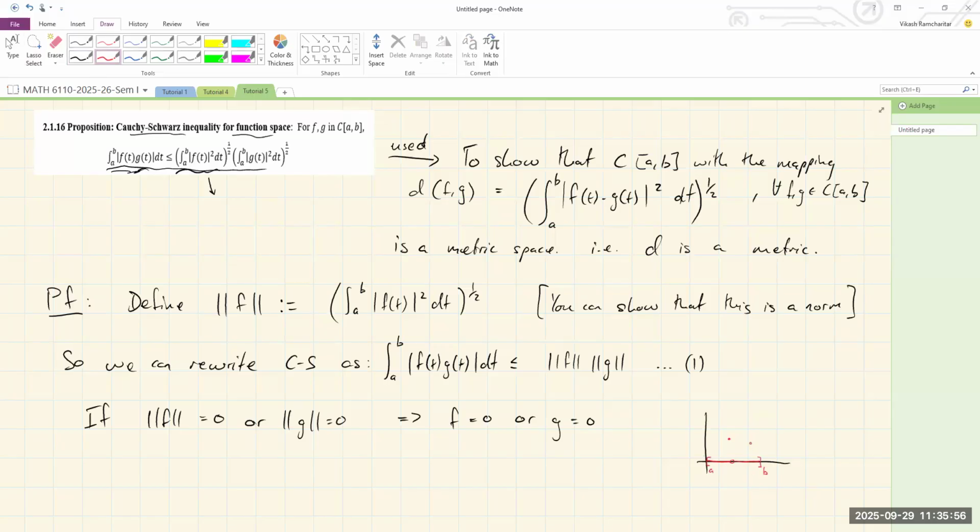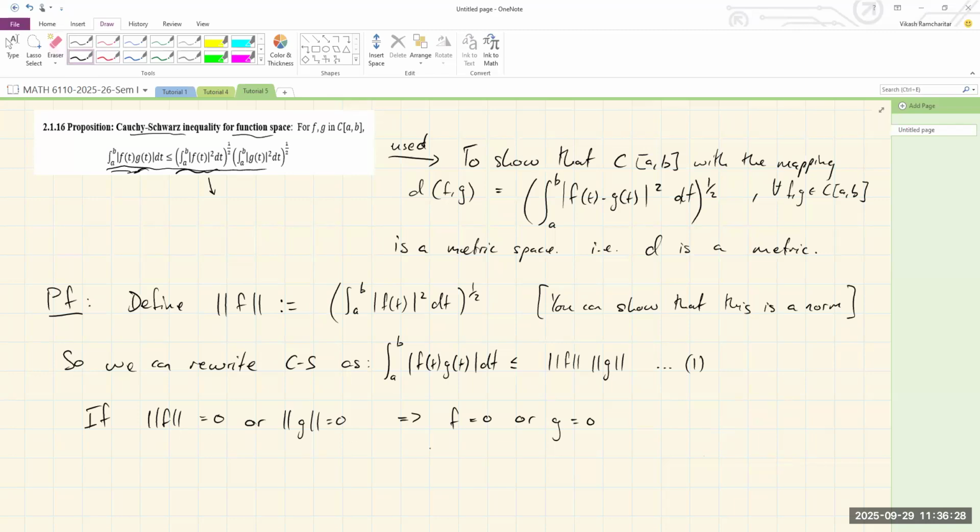Okay, so if this was your function f, then the integral of this function from a to b will be 0. But f is not the 0 function in this case. So what I'm saying is, the only reason that we could write this line here is because the functions are continuous functions. We are in the space of continuous functions.